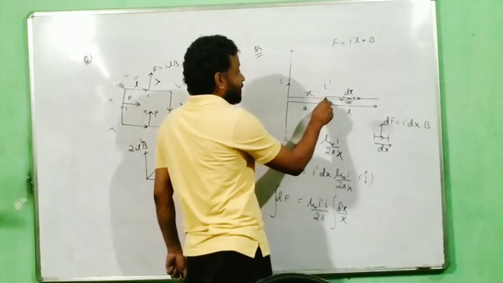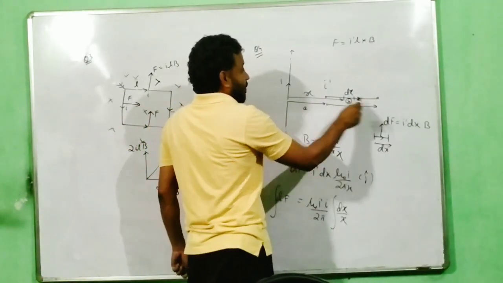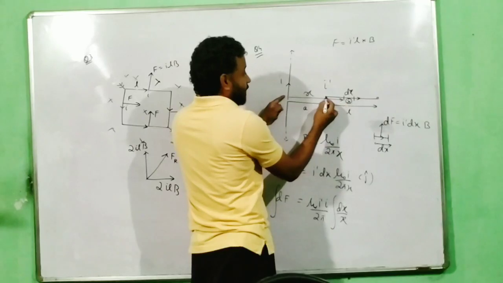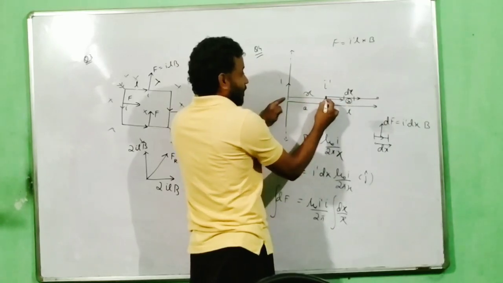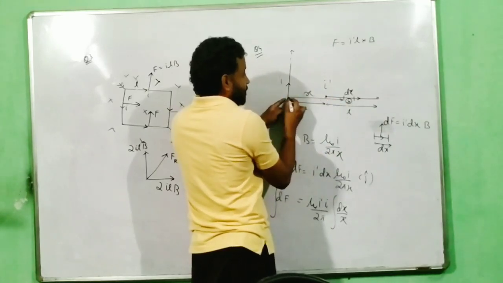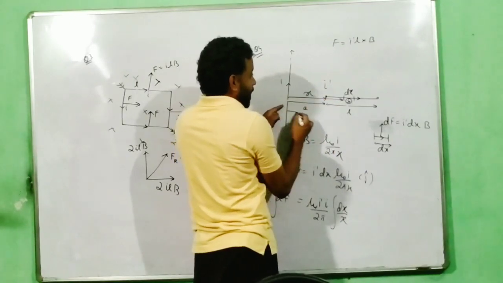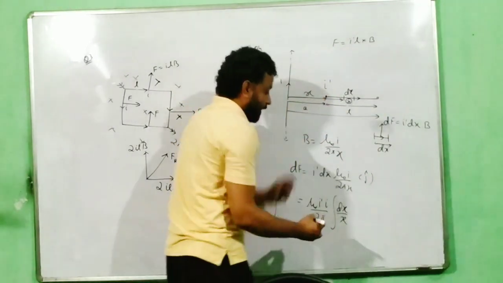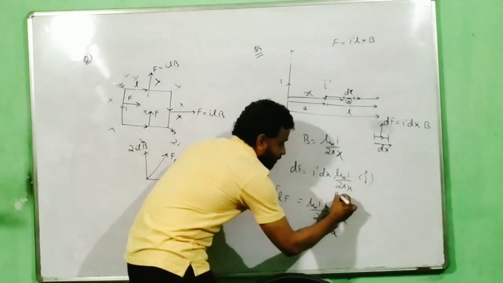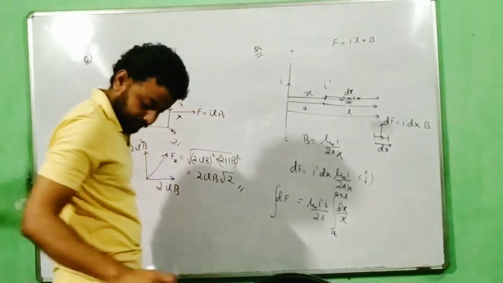From where to where? From this end to this end. What is the distance? The value of x for this point is a, and the value of x for the other end is a plus L. So here to here is a, and here to here is a plus L.